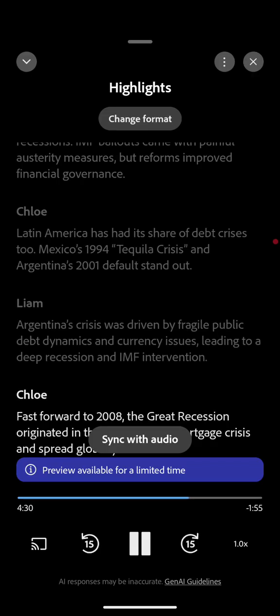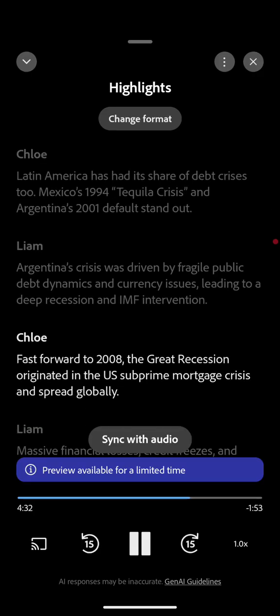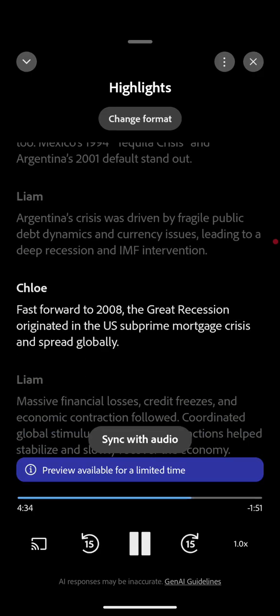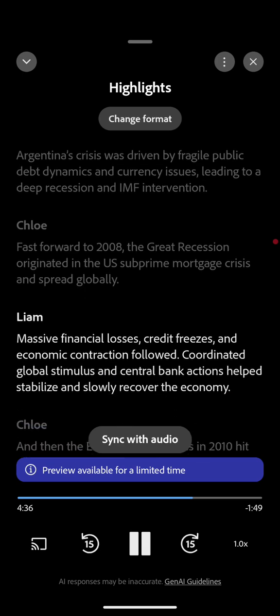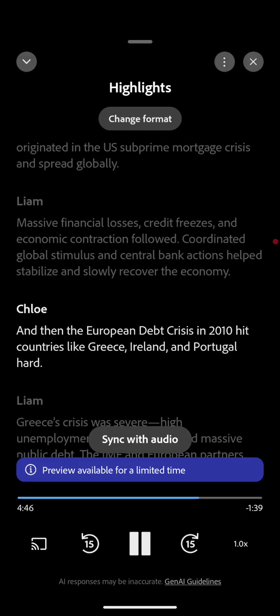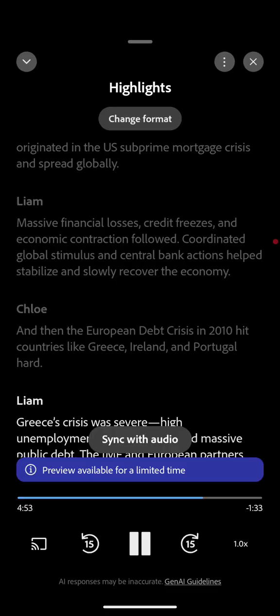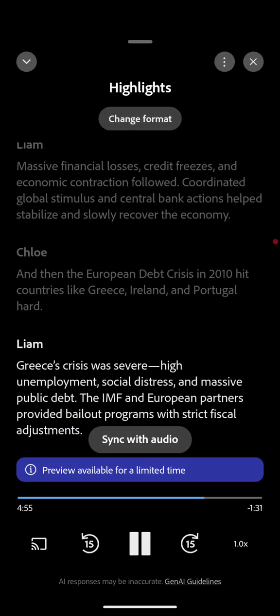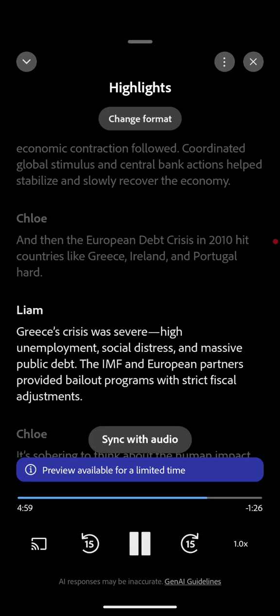Fast forward to 2008, the Great Recession originated in the U.S. subprime mortgage crisis and spread globally. Massive financial losses, credit freezes, and economic contraction followed. Coordinated global stimulus and central bank actions helped stabilize and slowly recover the economy. And then the European debt crisis in 2010 hit countries like Greece, Ireland, and Portugal hard. Greece's crisis was severe: high unemployment, social distress, and massive public debt. The IMF and European partners provided bailout programs with strict fiscal adjustments.